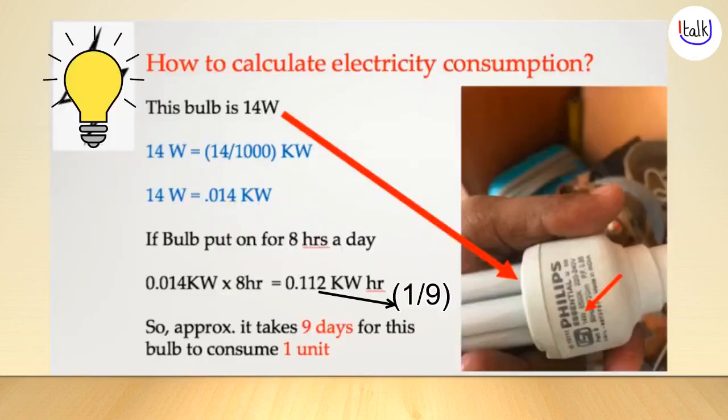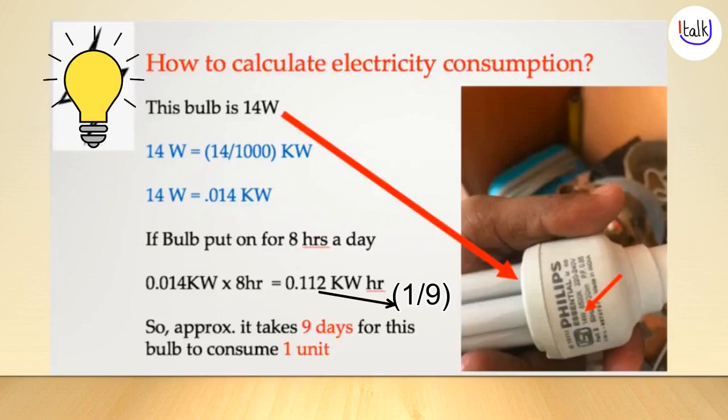Let's start the task with an LED bulb. The bulb that is shown in the figure is a 14 watt rated bulb. 14 watt is nothing but 0.014 kilowatt. Say you burn the light for 8 hours a day. It will consume 0.014 into 8. That equals 0.112 kilowatt hour. And so approximately it takes 9 days for the bulb to consume 1 unit if used for 8 hours a day.